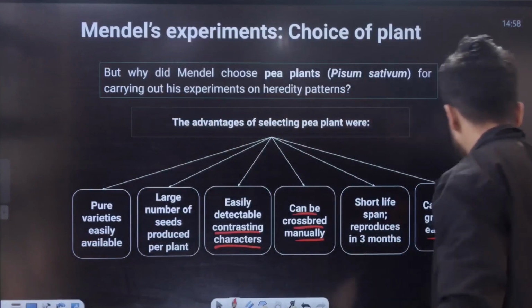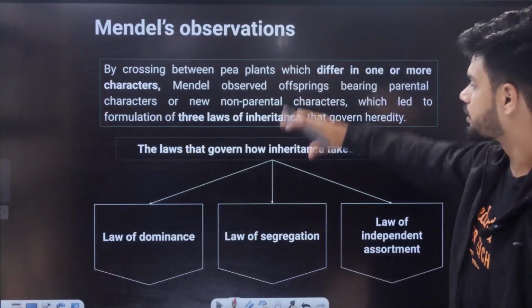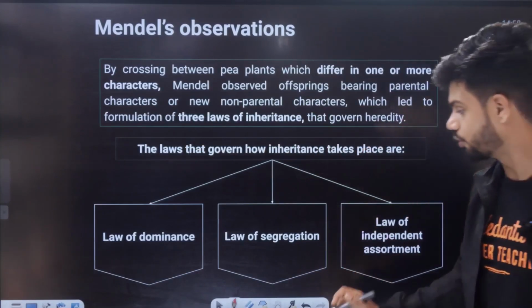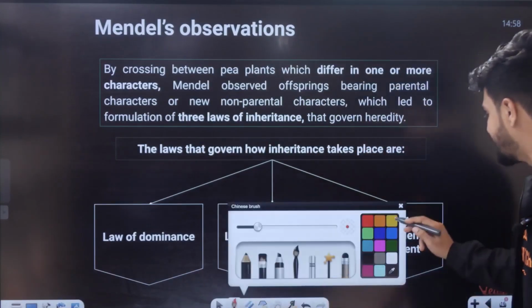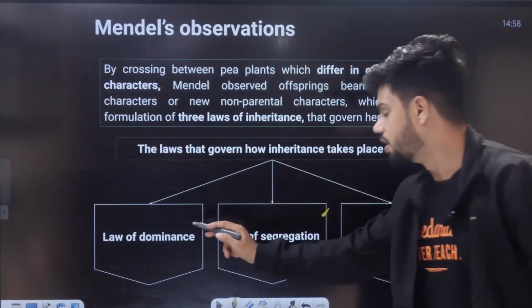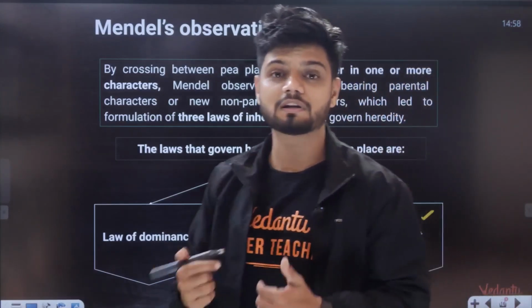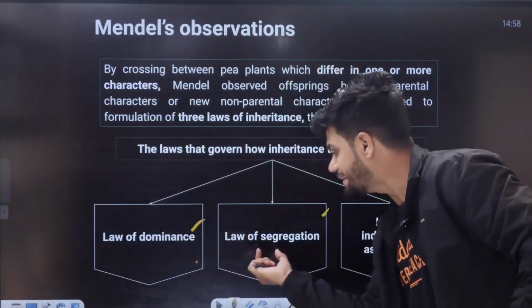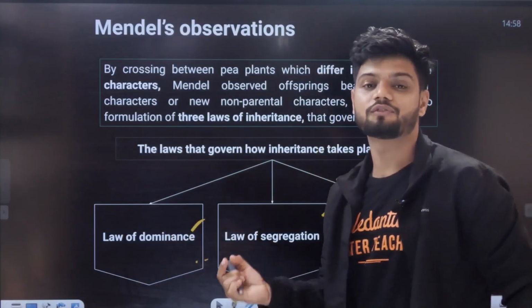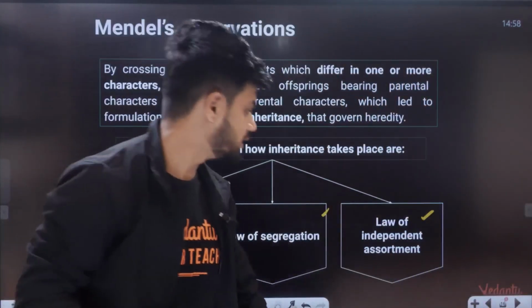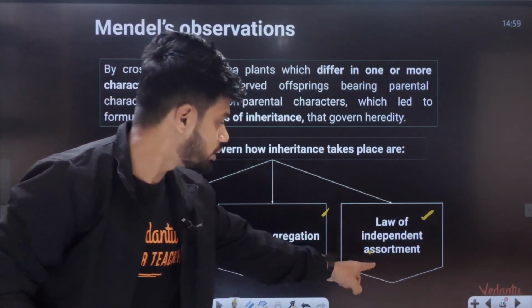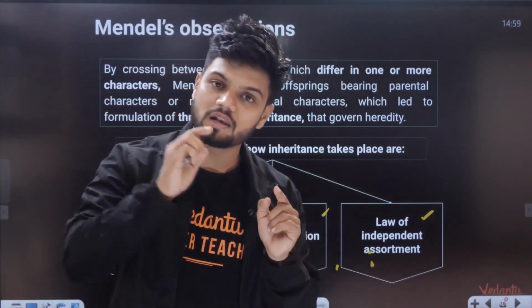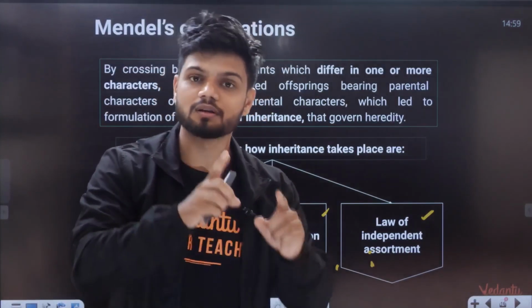Now students, next thing, by crossing, the laws govern how inheritance takes place. There are 3 main laws which he gave. I already told you, that is law of dominance, law of segregation, and law of independent assortment. These are the 3 main laws which were given by Gregor Mendel. Out of these 3 laws, law of dominance and law of segregation were given from the monohybrid cross, while the law of independent assortment was given by the dihybrid cross. Remember that much, because when we learn about monohybrid and dihybrid, this will come again.